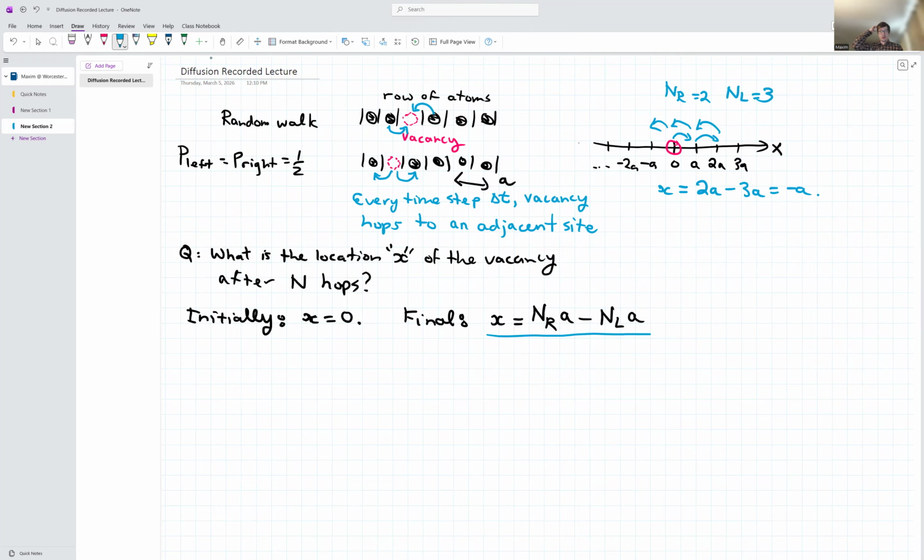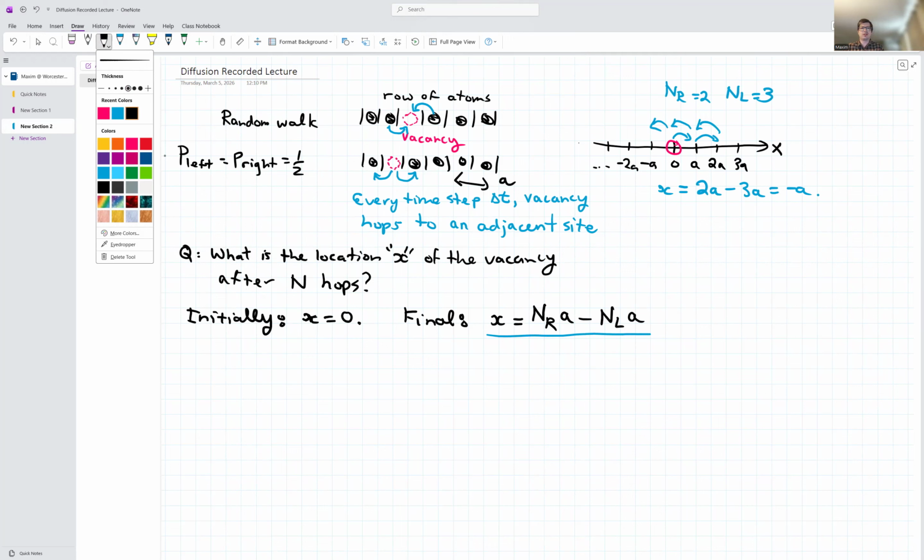Okay, so now we need some way of describing these final locations. This isn't going to be a deterministic process, it's random. So the thing that we need is the probability distribution. What we really want is the probability that we end up at this final location X. Turns out that's a bit harder to calculate.